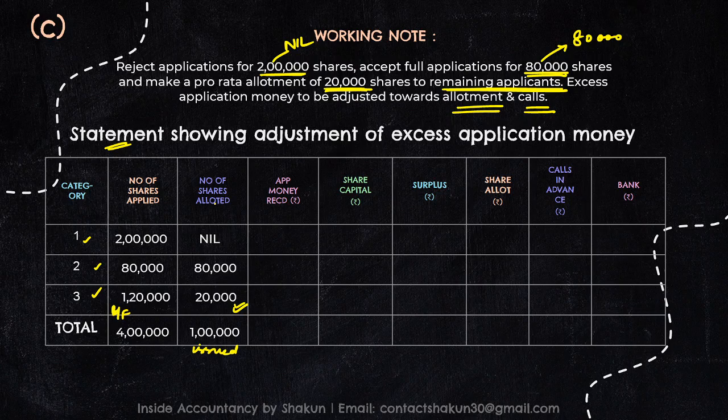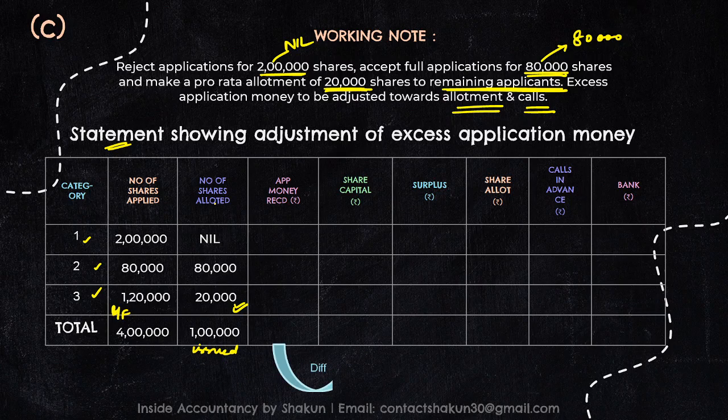The next step is you multiply the number of shares applied with application money to see how much money these people have actually paid to the company, the application money received. Then you multiply the number of shares allotted with the application rate to see how much is the amount that we have transferred to share capital on the application stage.